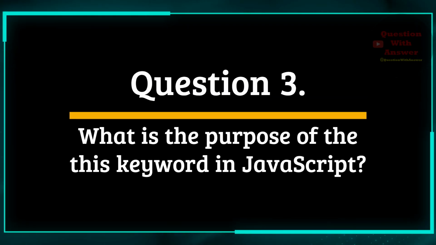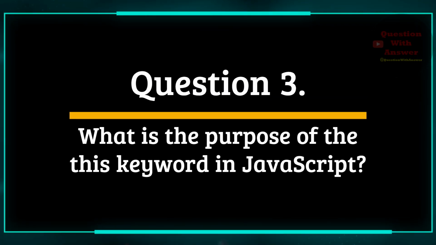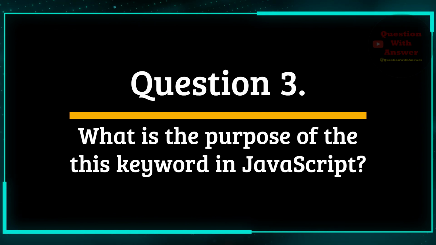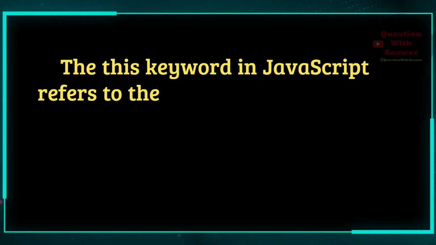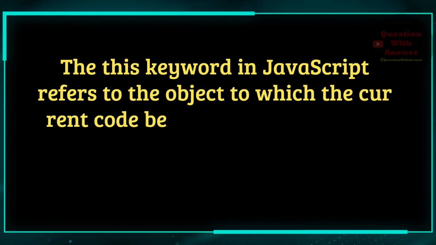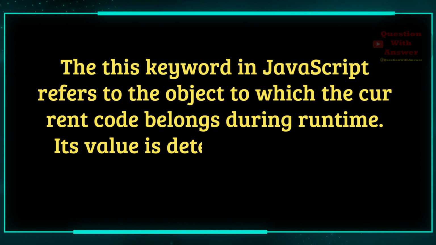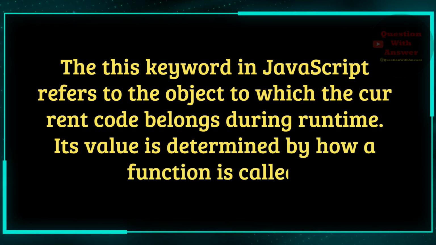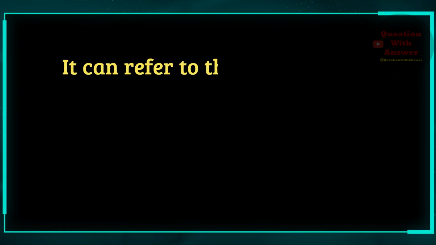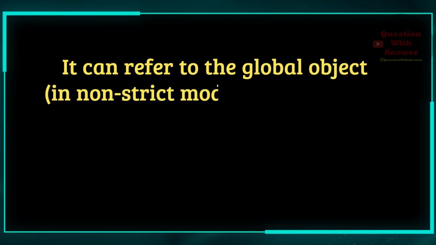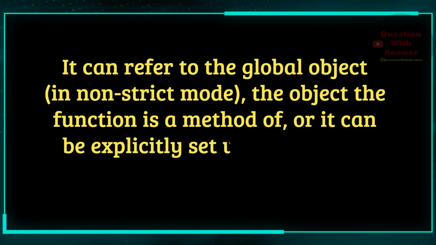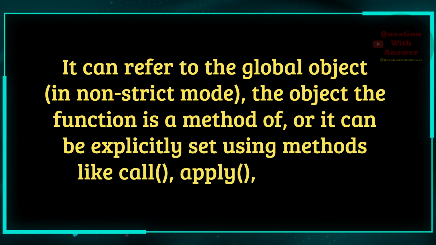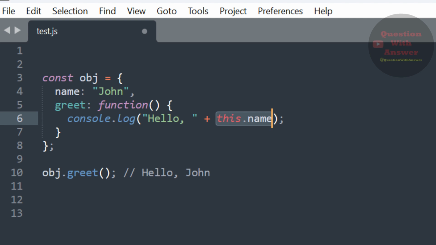Question 3. What is the purpose of the this keyword in JavaScript? Answer. The this keyword in JavaScript refers to the object to which the current code belongs during runtime. Its value is determined by how a function is called. It can refer to the global object in non-strict mode, the object the function is a method of, or it can be explicitly set using methods like call, apply, or bind. Here is the example of this keyword in JavaScript.